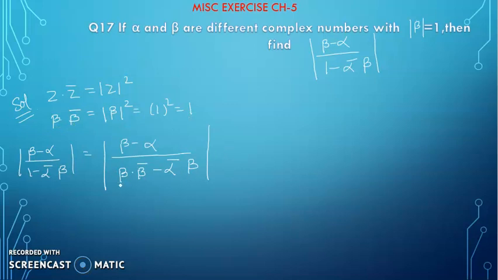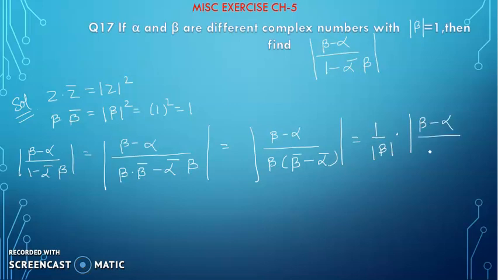Now I can take beta common from the denominator. So this is equal to beta minus alpha upon beta, which I can take common, times beta conjugate minus alpha conjugate, whole modulus. Now I can take this beta out of the denominator. This is equal to mod beta into numerator beta minus alpha upon beta conjugate minus alpha conjugate. Till here no problem, students. I have taken this beta which is common outside. The modulus sign we cannot remove like this.